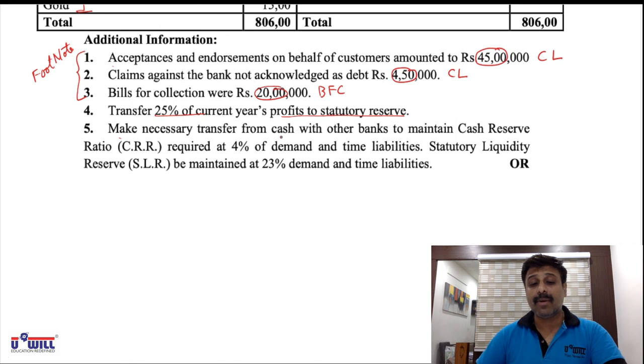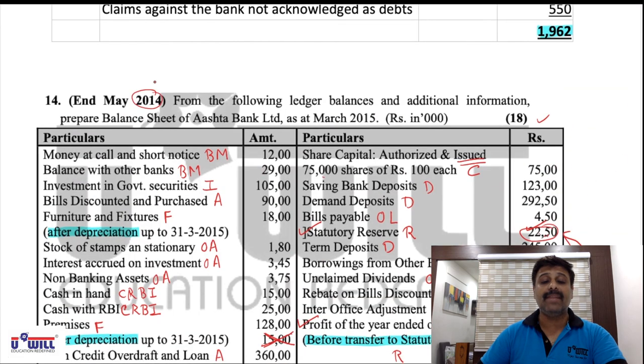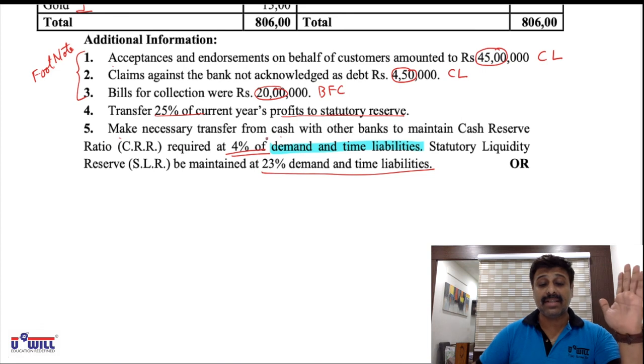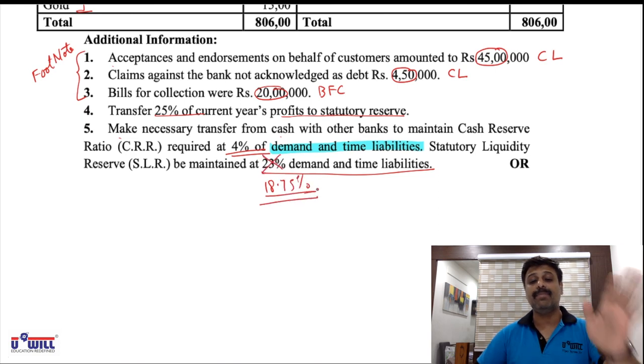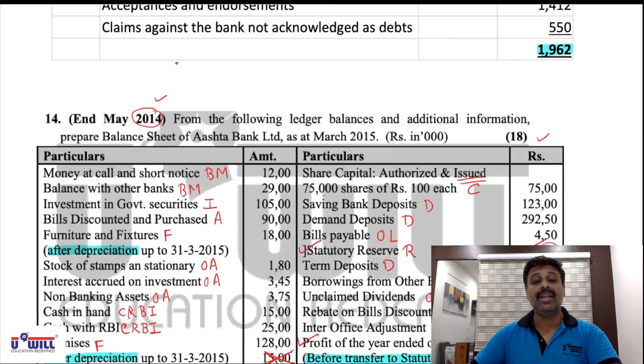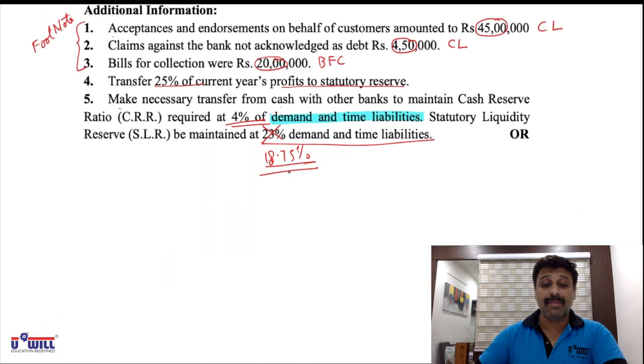Make necessary transfer from cash with other banks to maintain cash reserve ratio required at 4% of demand and time liabilities, and statutory liquidity ratio to be maintained at 23% of demand and time liabilities. Now 23%, this is which year's exam? 2014. At that time the SLR required was 23%, but now I told you CRR required is also 3%, in fact SLR also 18.75%. So you people try with 18.75% only. Okay, in your exams you will be given with 18.75% only now after 2014. So this year's exams will be given 18.75% only. Here 4%, 3%, anything can be given.